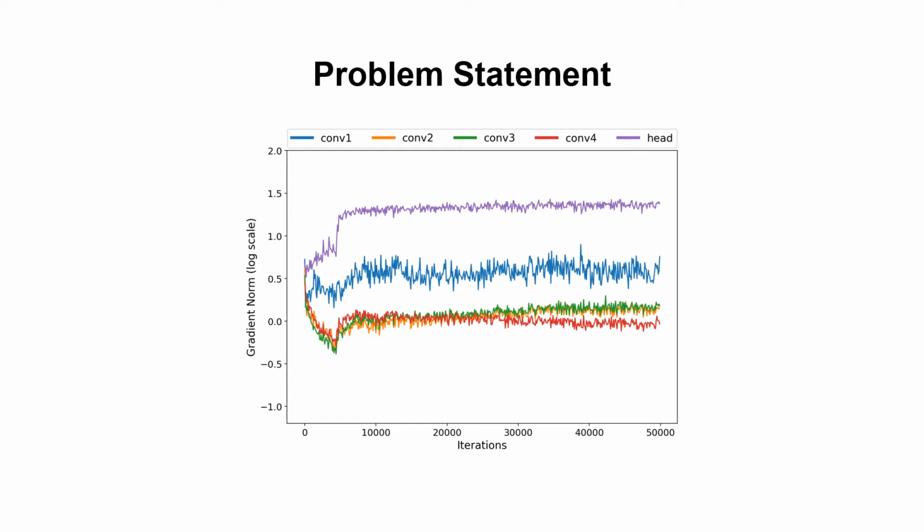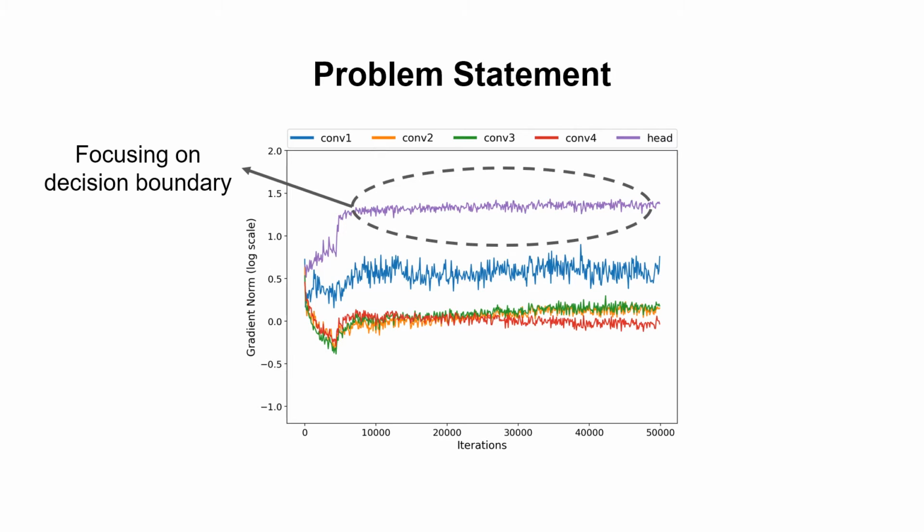The problem of MAML we focus on is that during training, the gradient norm of the classifier is much bigger than that of the backbone. The figure below shows the gradient norm of each layer in log scale. The purple one belongs to the classifier. Also, the norm of the high-level convolutional layer is smaller than those of the other layers.